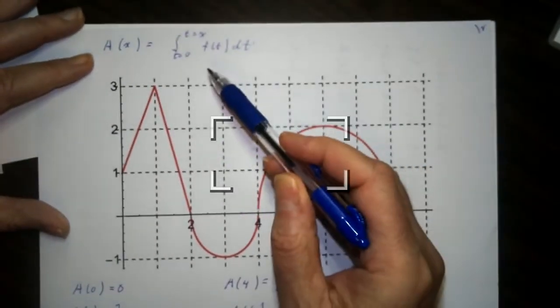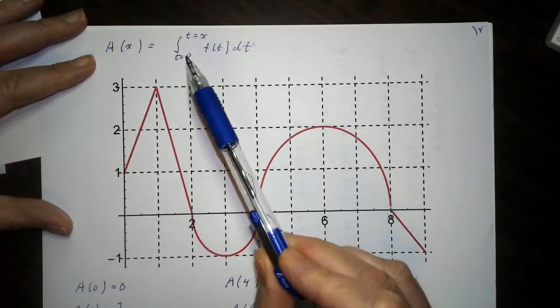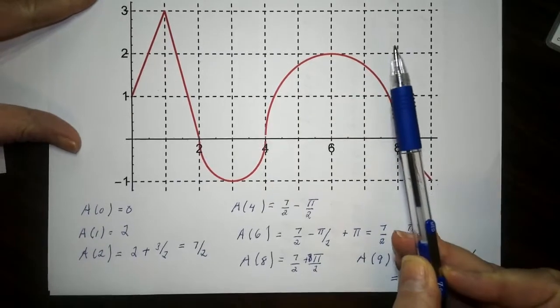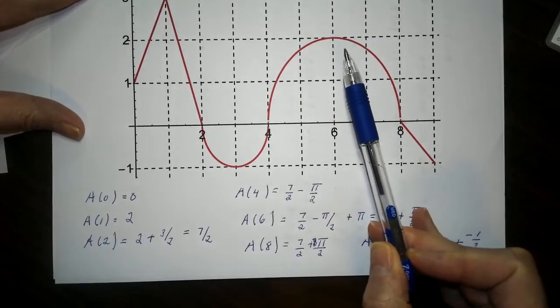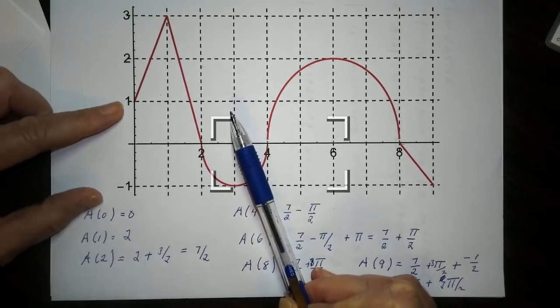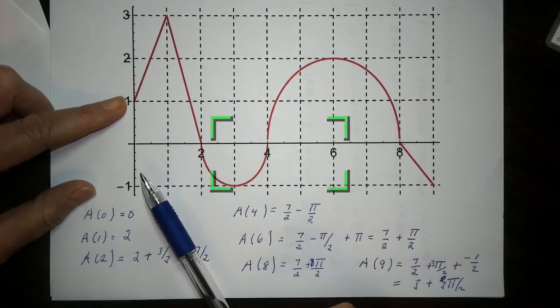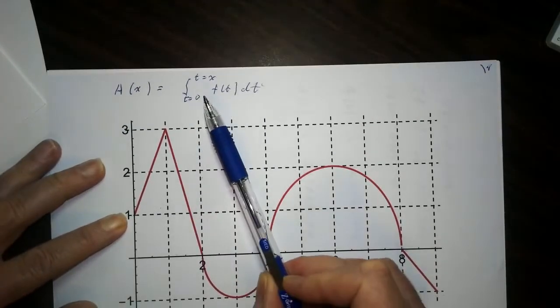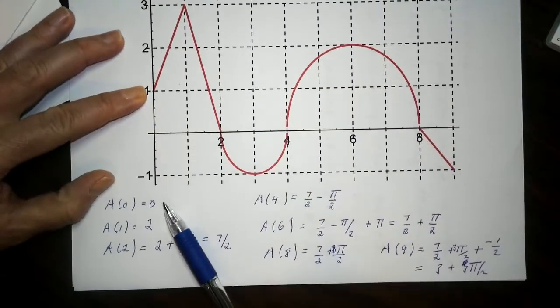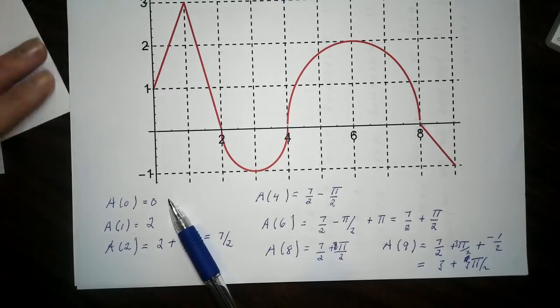So my area function is going to be defined in terms of the integral. Again, I'm going to use from 0 up to X. So we're going to start counting the area from 0 and stop at X. Now if I want the area between 0 and 0, A of 0, that means I'll have a lower endpoint of 0 and an upper endpoint of 0. So that just gives me 0.